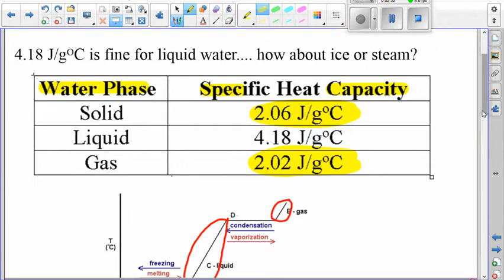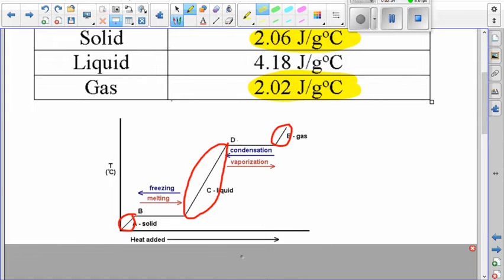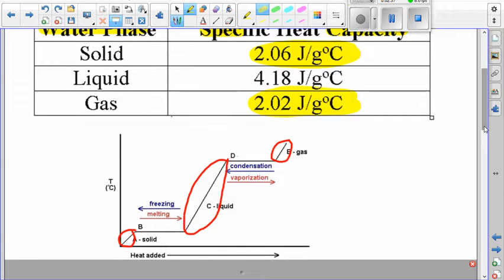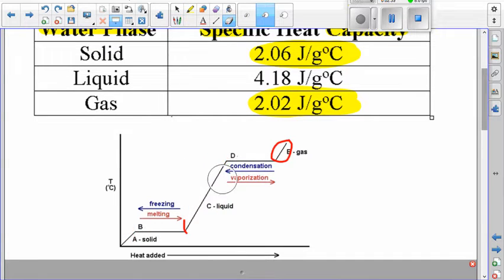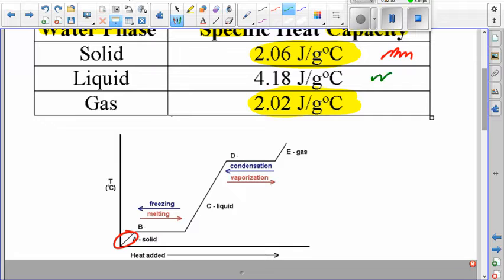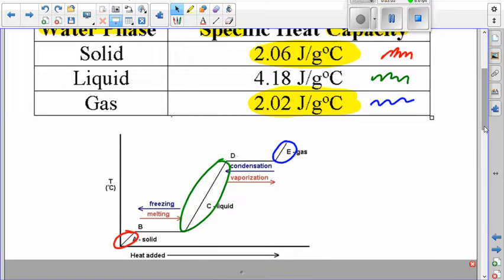So in terms of your little graph here, these apply to these 3 sections here. The red section, when you're warming up ice or cooling down ice, the 2.06 is your C. In green, when you're warming or cooling liquid water, you're using your 4.18. And in blue, when you're warming up or cooling down gas, you're using your 2.02. Okay? That's what we're looking for there.